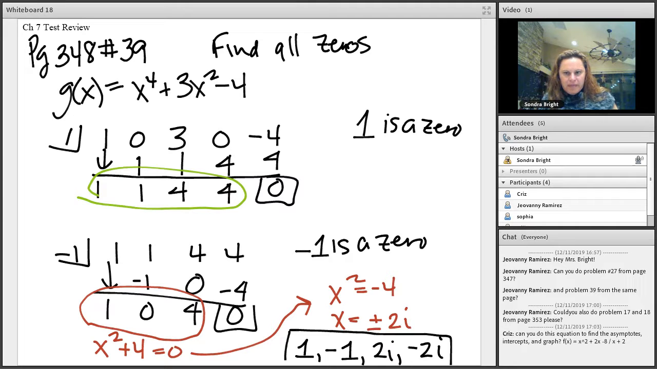All right, page 353, 17, 18. Two different polynomials with real coefficients have the same set of zeros. How is it possible?